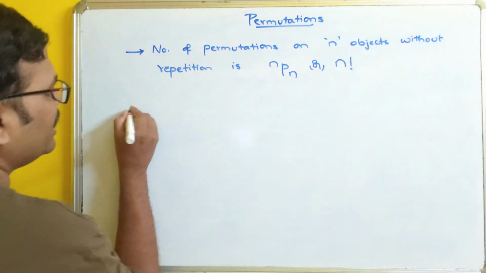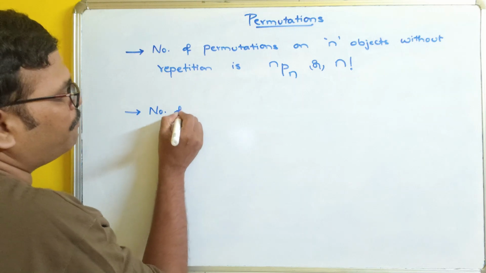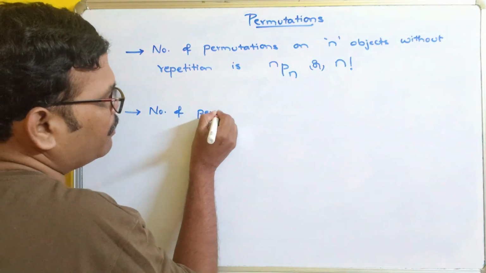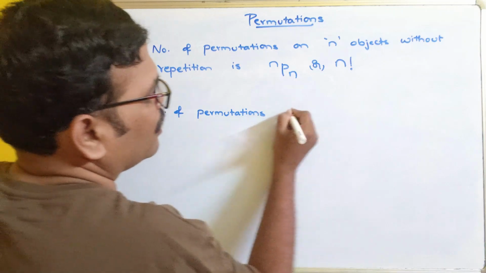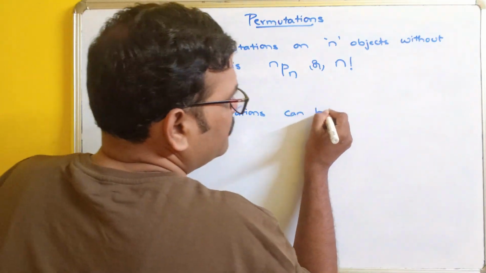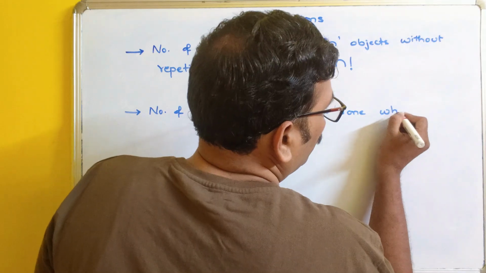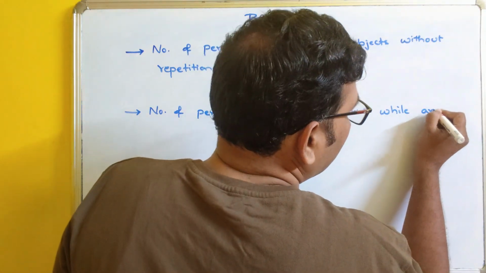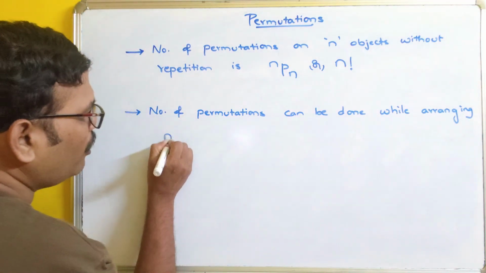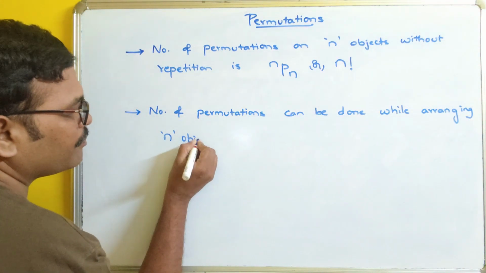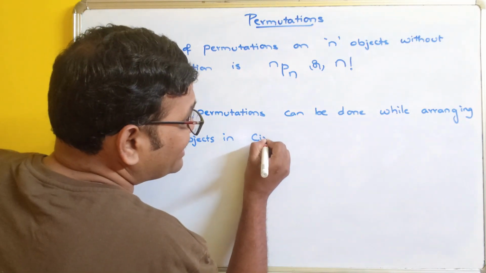And the second category: the number of permutations that can be done while arranging n objects in circular order.